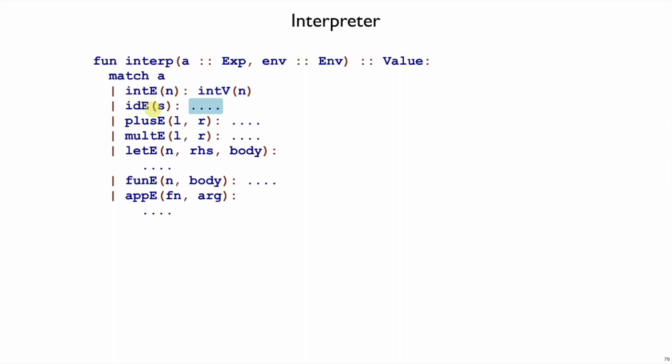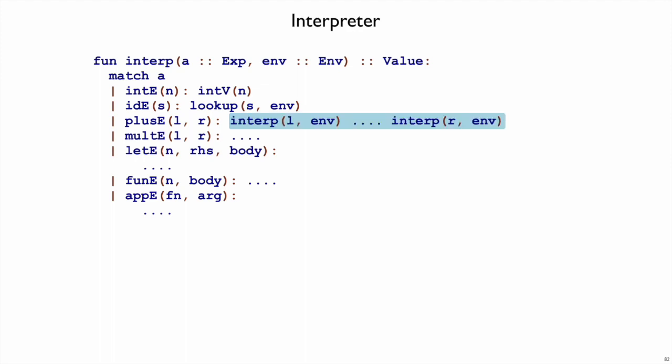How about when we have an identifier? We still can look up in the environment to see what that identifier means, and because we've changed environments so that they have values instead of integers, then we get a value back. So in fact, the lookup case didn't change. It's that we changed the type on lookup and we changed the type of environment to return a value instead of an integer.